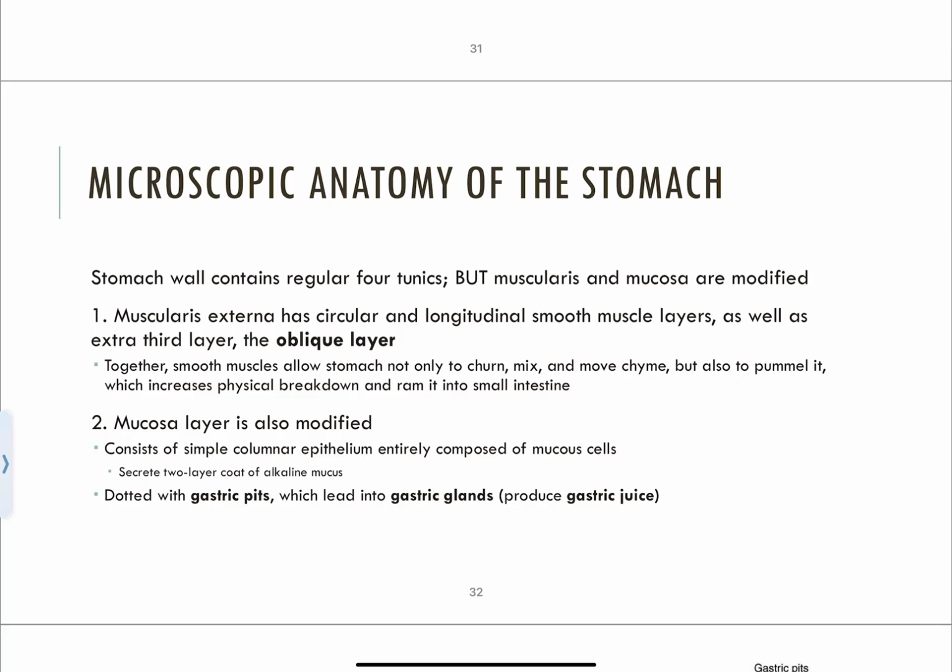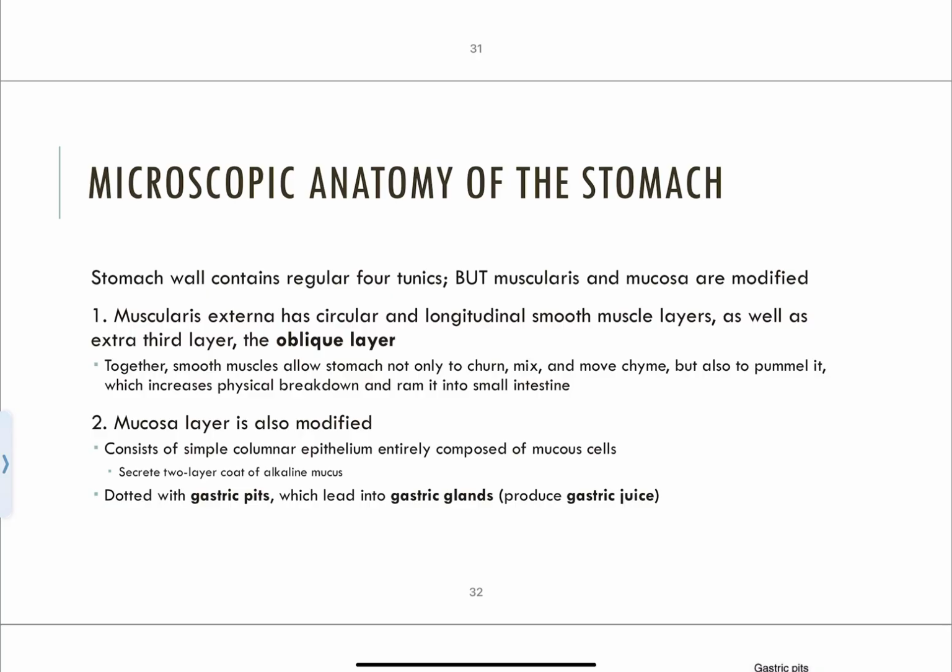So we mentioned earlier that there are 4 general layers or tunics to the walls of all gastrointestinal organs. However, some of these layers are modified. We have 2 that are modified in our stomach. One is the muscularis externa, which normally consists of just the circular smooth muscle layer and the longitudinal smooth muscle layer, but in our stomach we have an additional layer, the oblique layer.